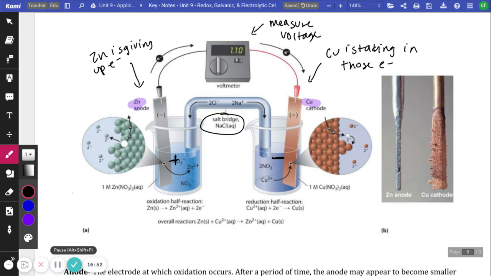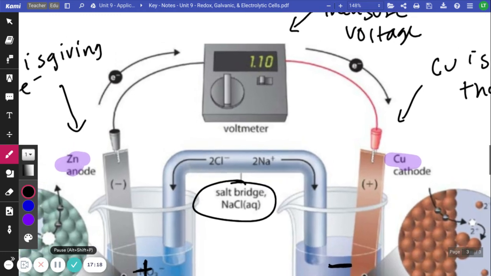So if we don't have the salt bridge, our reaction is not going to keep happening because we're going to get a big buildup of charge and it's not going to be able to continue. So basically, your salt bridge needs to be a porous material that allows spectator ions, which are ions that aren't participating in the reaction at all, to flow through it. In this case we have NaCl.